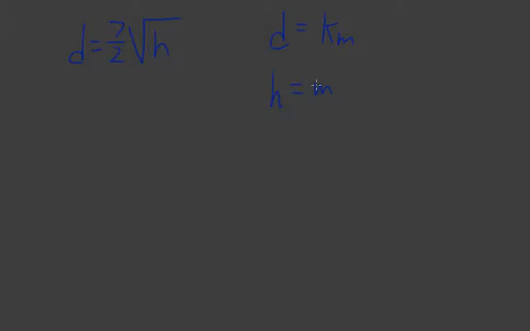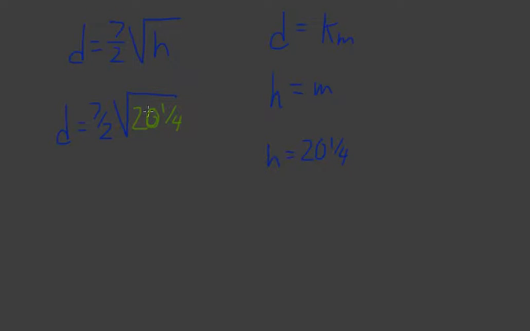So it tells us that you are at a height of 20 and 1/4 meters. So this H equals 20 and 1/4. So we're just going to plug that in. So we have D equals 7/2 times the square root of 20 and 1/4.